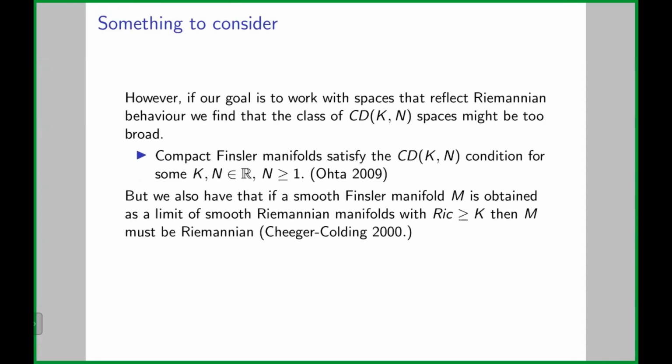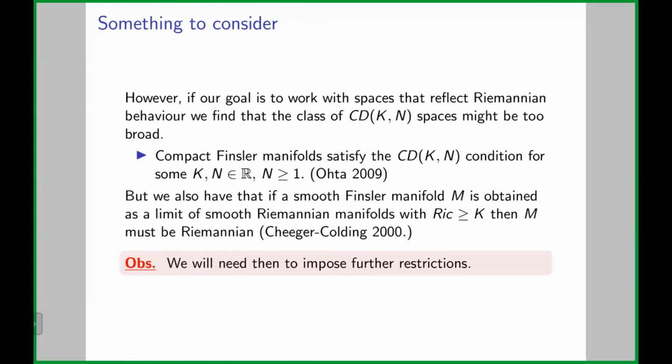But on the other hand, we also have that if a smooth Finsler manifold is obtained as a limit of Riemannian manifolds with Ricci curvature bounded from below by K, then this Finsler manifold must actually be Riemannian. So it justifies that these sort of spaces do not live where we want. And this was done by Cheeger and Colding. So we need to get rid of them in some way. And for that, we need to impose further restrictions on the spaces that we will be using.